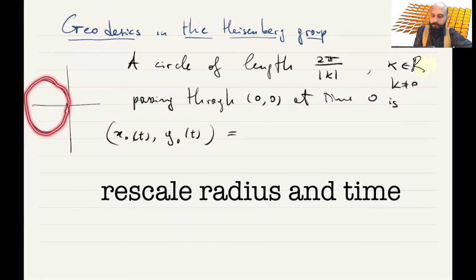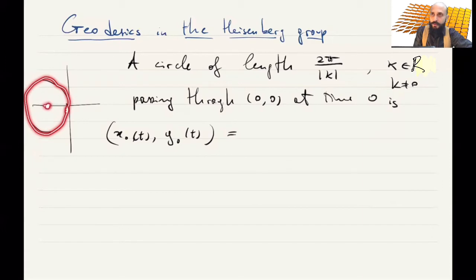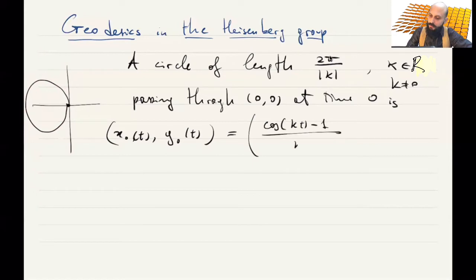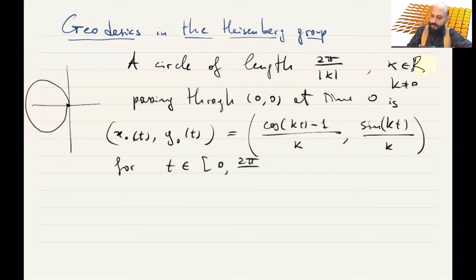we have to rescale the time, and we have to translate the x variable by 1. So it's going to be cosine kt minus 1 divided by k, sine of kt divided by k. Okay, this is for t in the interval 0, 2 pi over the norm of k. So the center of the circle is here, on the negative x-axis.